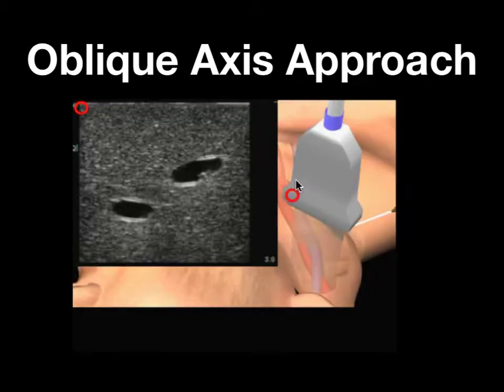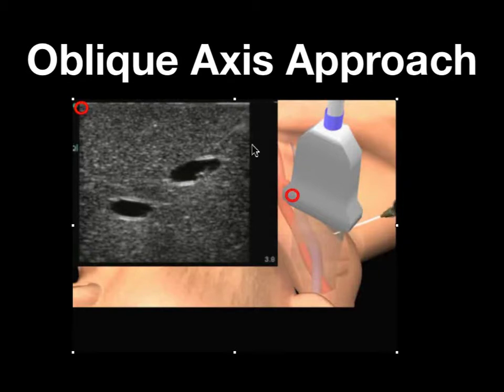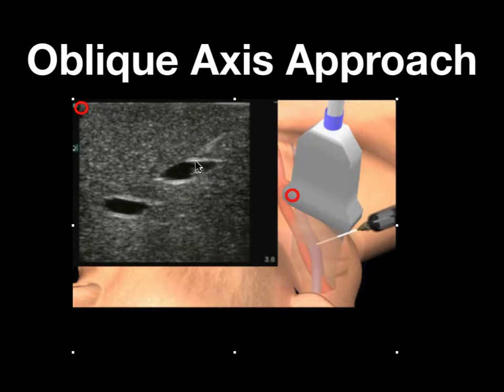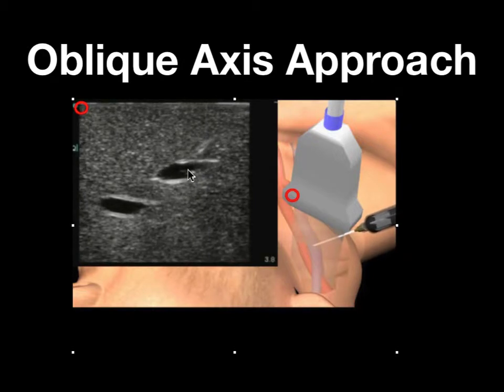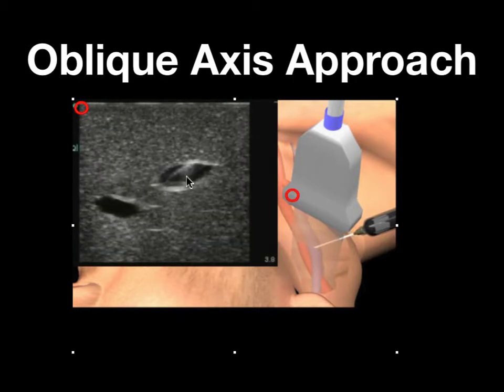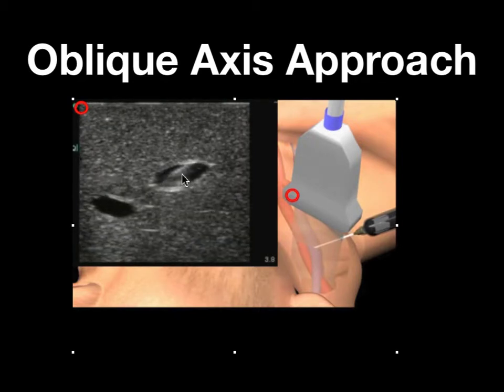Here's an example on a phantom of an in-plane oblique axis approach. You can see here's the needle. You're seeing the needle in its entirety approaching the target vessel here. And you can then see it entering the vessel here.